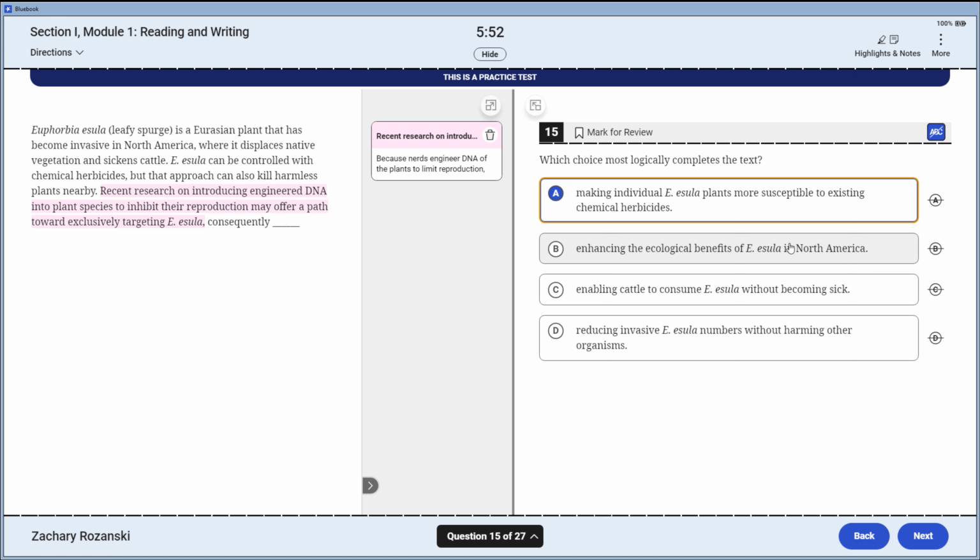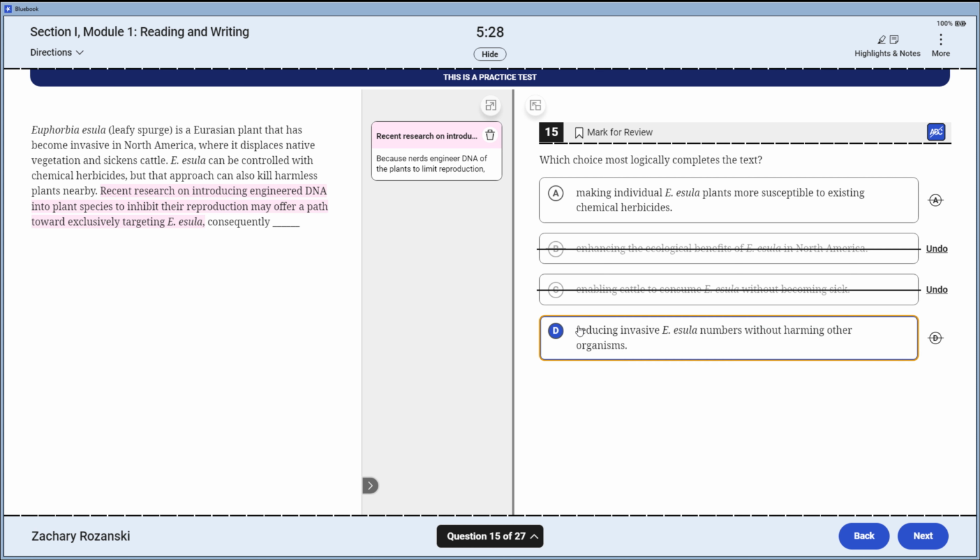Enhancing the benefits of this thing. No, if we're inhibiting reproduction, there would be less of them. We're not making them more beneficial. There is an overall benefit, but not from them, right? If you have cancer and you're reducing your cancer cells, you're not making the cancer beneficial. You just have less of the problem. Enable others to consume without becoming... no, there's just going to be fewer of them. Reducing the numbers without harming other... yeah, we're going to reduce the numbers. Absolutely. They're not going to reproduce. The number of them is going to go down.